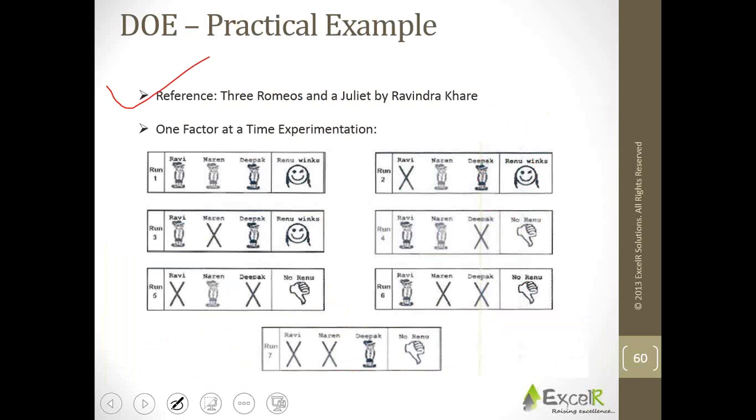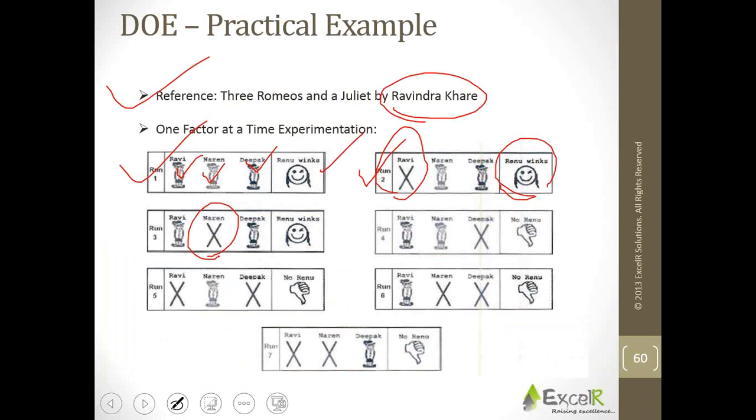And here is one practical example, Romeo and Juliet. It is a very famous example which is given by Ravinder Kare, right? So, one factor at a time. Let us look at this. Run 1: there are 3 people, Ravi, Naren and Deepak. Reenu winks. In run 2, they have removed Ravi and checked whether Reenu still winks or not. She again winks. They've removed Naren and checked. She still winks. They've removed Deepak. Reenu is not winking.